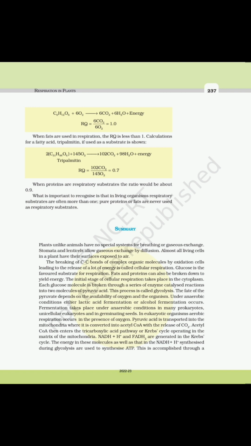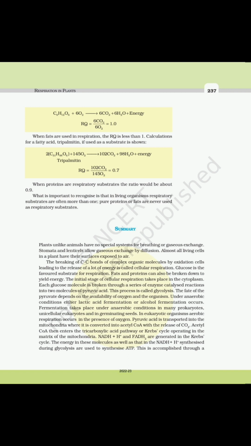Calculations for a fatty acid, tripalmitin, if used as a substrate, are shown. 2 C51H98O6 plus 145O2 makes 102CO2 plus 98H2O plus energy. Tripalmitin RQ equals 102CO2 divided by 145O2 equals 0.7. When proteins are respiratory substrates, the ratio would be about 0.9. What is important to recognize is that in living organisms, respiratory substrates are often more than one. Pure proteins or fats are never used as respiratory substrates.